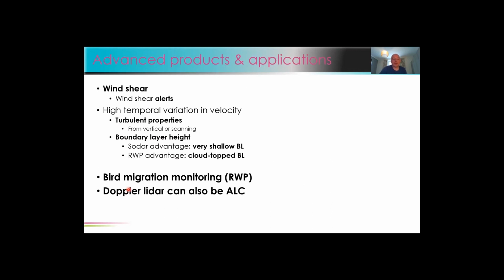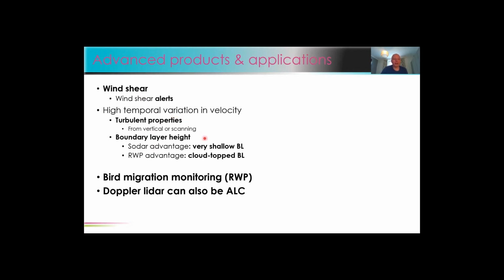If we think about advanced products, once you have your wind profile, you can get wind shear and then immediately provide wind shear alerts. And if we're looking at the high temporal variation in velocity, we can use this actually to give us the turbulent properties. So that although there might be a problem for deriving winds, we can actually still use those to find out more about what the turbulent properties are.